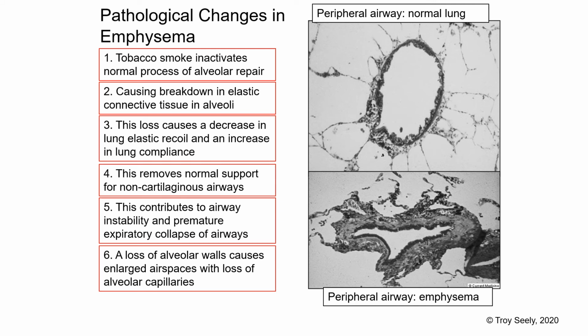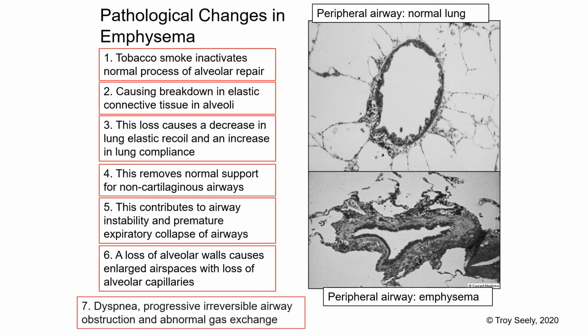So a loss of alveolar walls causes enlarged air spaces with loss of alveolar capillaries. Your perfusion is no longer patent. The walls, because of this collapse, will result in a loss of perfusion, which will lead to dyspnea, progressive irreversible airway obstruction, and abnormal gas exchange. So this is scenario C of the abnormal ventilation perfusion matching that we talked about earlier.